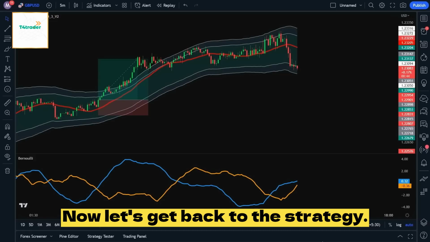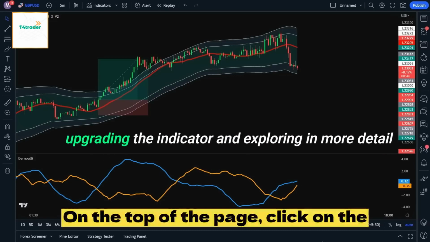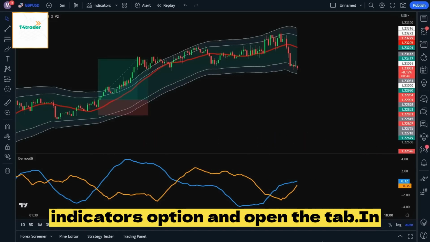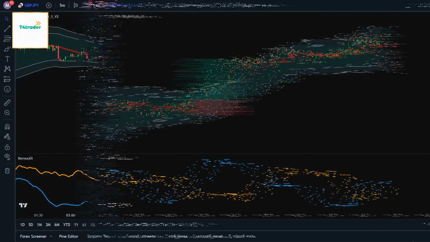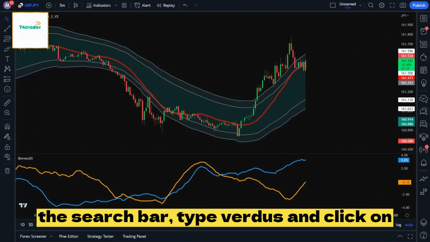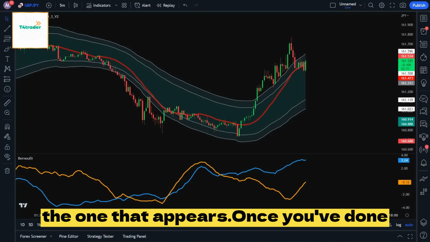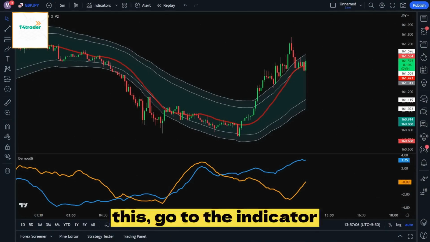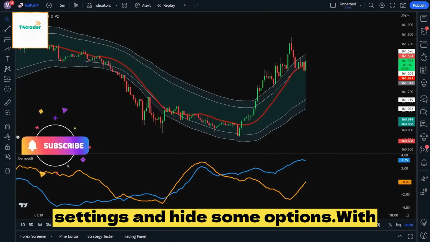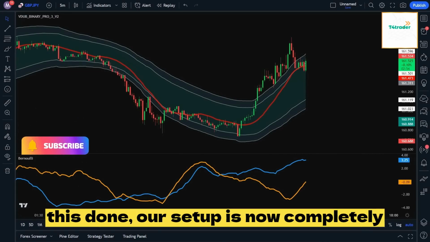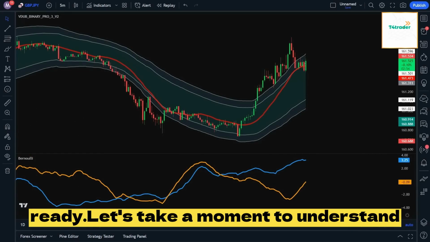Now, let's get back to the strategy. On the top of the page, click on the Indicators option and open the tab. In the search bar, type ADX and click on the one that appears. Once you've done this, go to the indicator settings and hide some options. With this done, our setup is now completely ready.